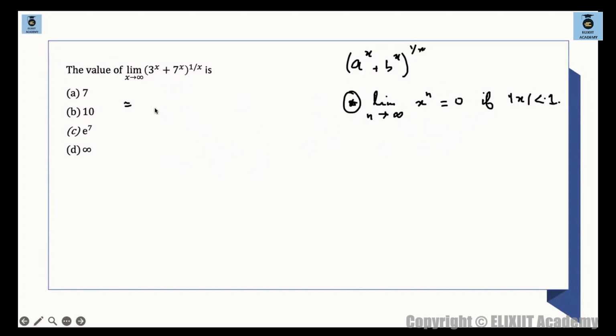So we take out the highest value common. Limit x tending to infinity, you take out 7 common from here. So 7 raised to the power of x whole to the power of 1 by x comes out, so 7 comes out. This becomes 3 by 7 raised to the power of x plus 1, whole raised to the power of 1 by x. Now as x tends to infinity, 3 by 7 to the x tends to 0. So we have 0 plus 1 raised to the power of 1 by infinity, which tends to 0. So it's 1 raised to the power of 0, which is 1 only. And your final answer will be 7.